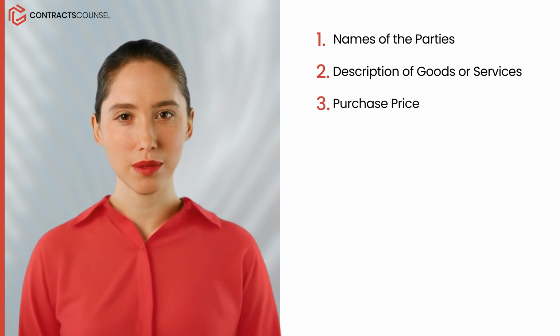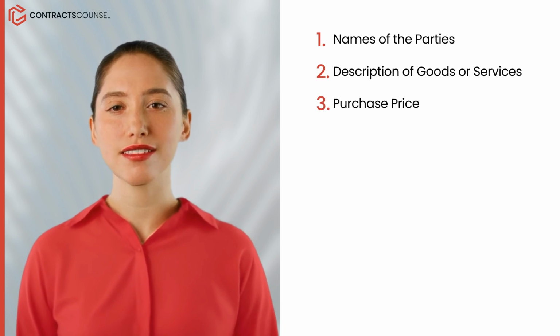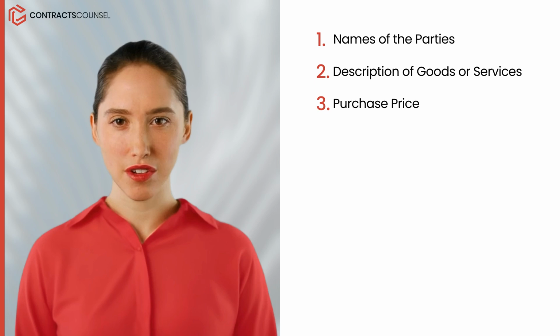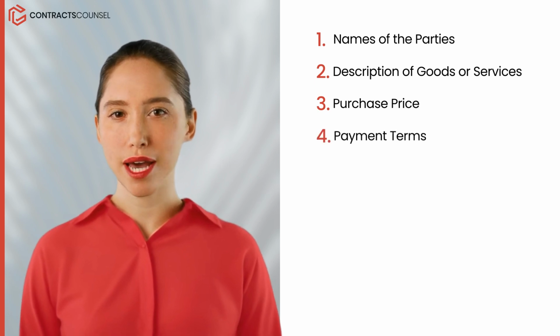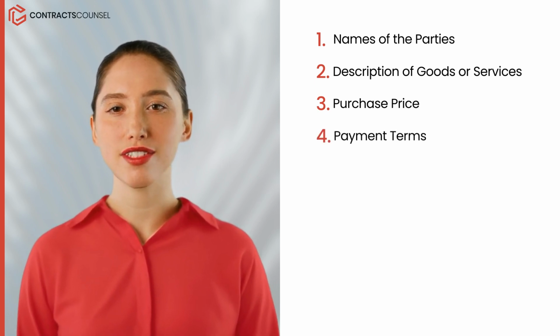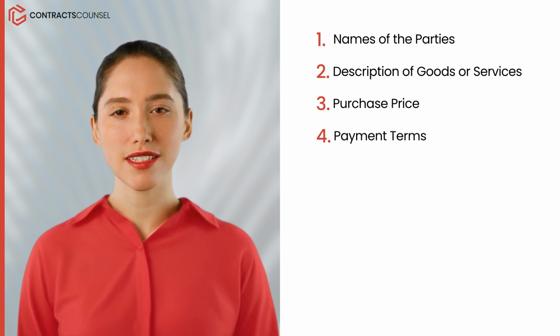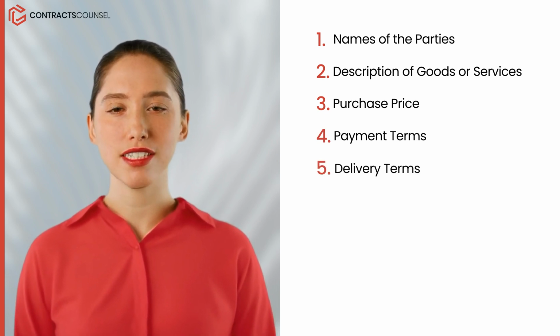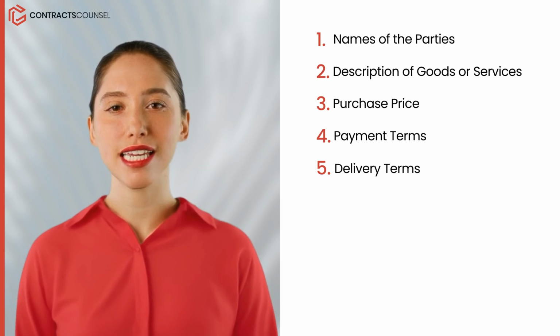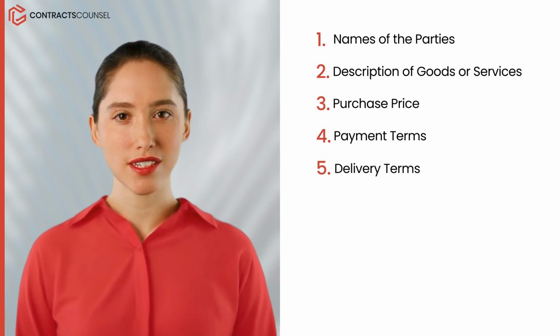3. Purchase price. This section specifies the amount of money being paid for the goods or services. 4. Payment terms. This section details the payment structure, including any installment payments or financing terms. 5. Delivery terms. This section clearly states the date and method of delivery of the goods or services.